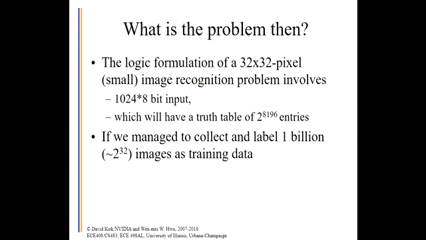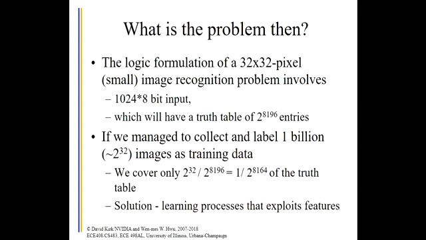So if we manage to collect and label 1 billion images as training data, 2 to the 32, I already went through the exercise. We could only cover 2 to the 32 over 2 to the 8,192 entries of the truth table. So this barely even moved the needle as far as the portion of that truth table that you can cover. So obviously this is not going to be possible.